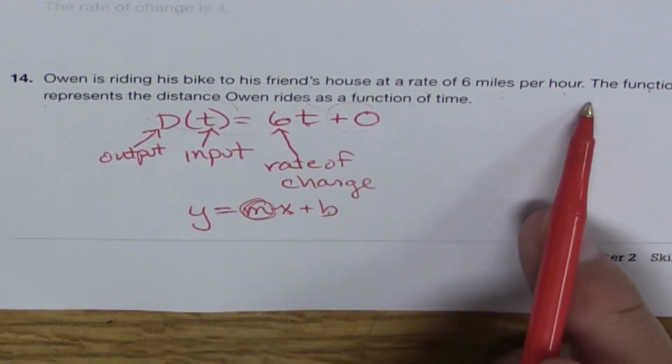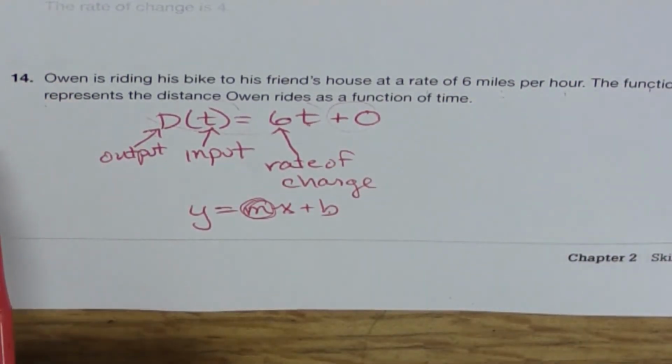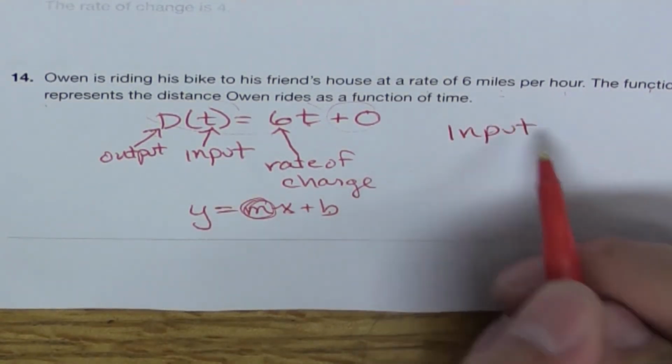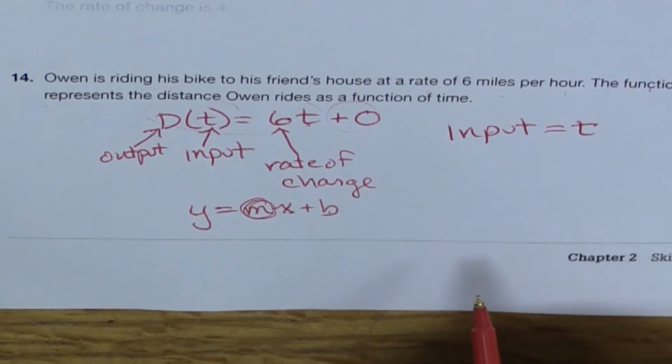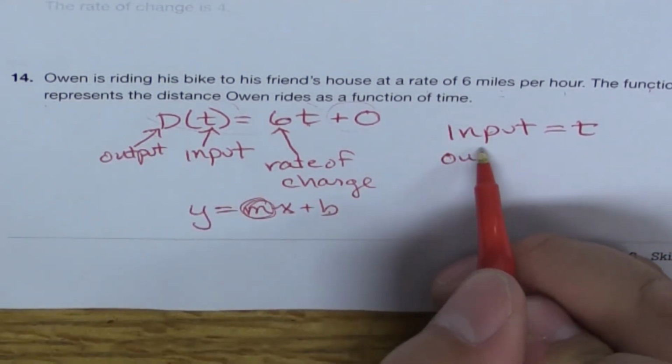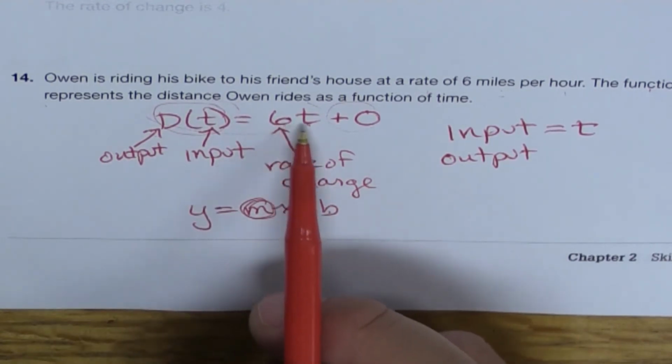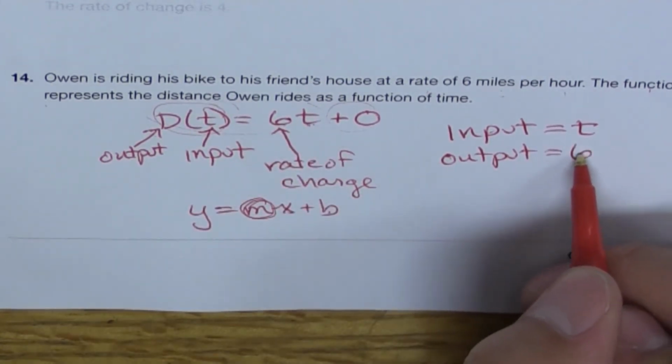So let's see if we could figure this out. We've got to figure out what the input value is. I already said that the input value is t. The output value is the distance, and the distance is equal to 6t. So the output is going to be 6t.